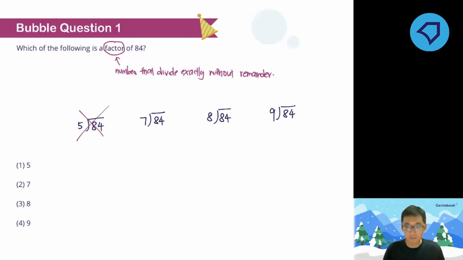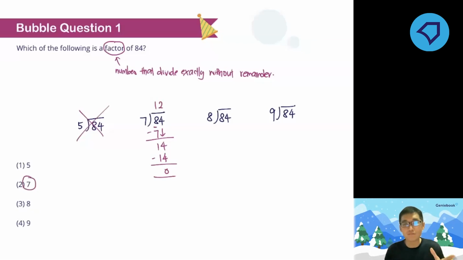All right, so start with 8 first. 8 divided by 7 is 1. 1 times 7 is 7. Subtract, remainder is 1. Bring down 4. 14 divided by 7 is 2. And yes, 0, no remainder. So therefore, 7 is a factor of 84.